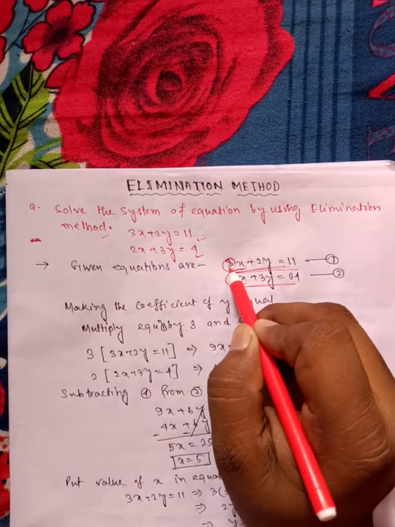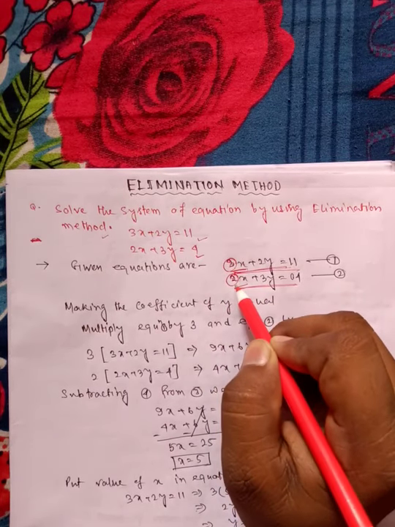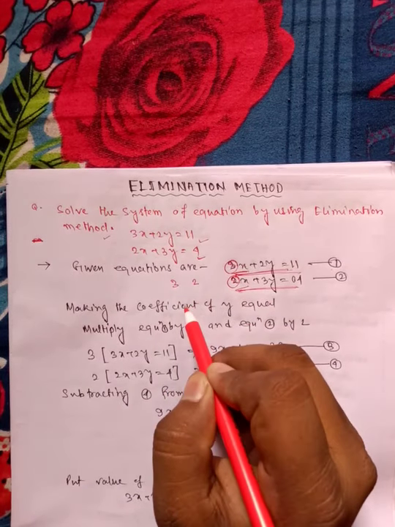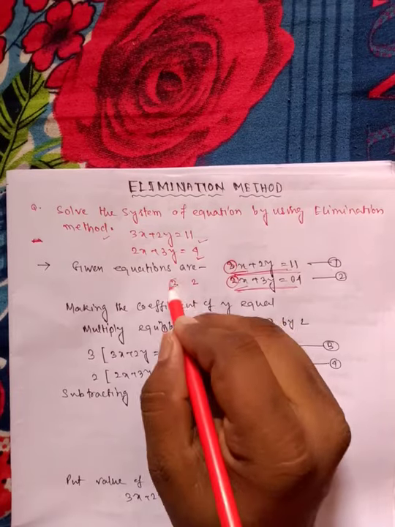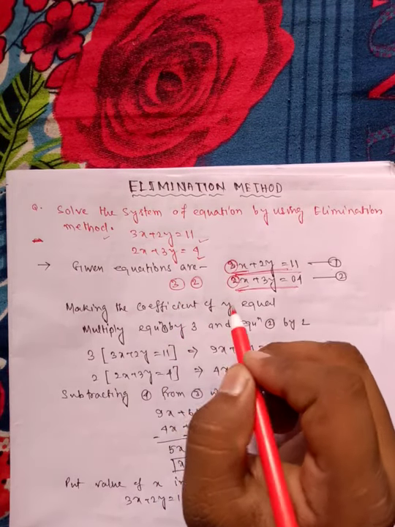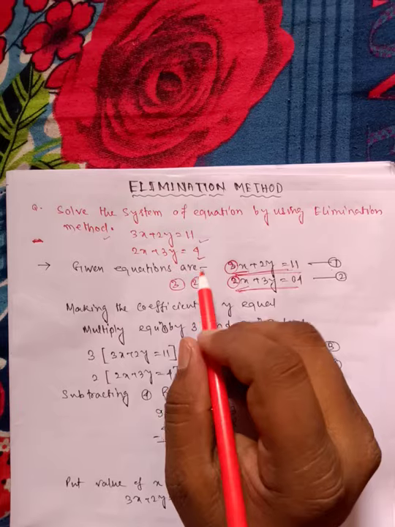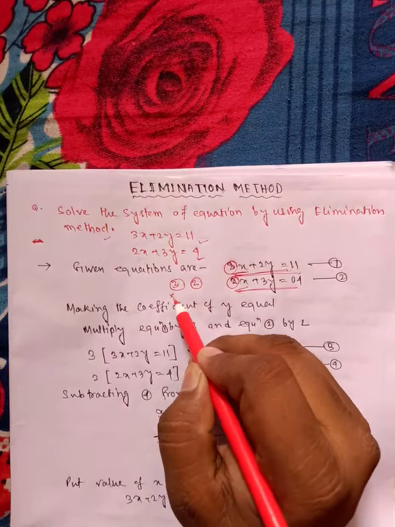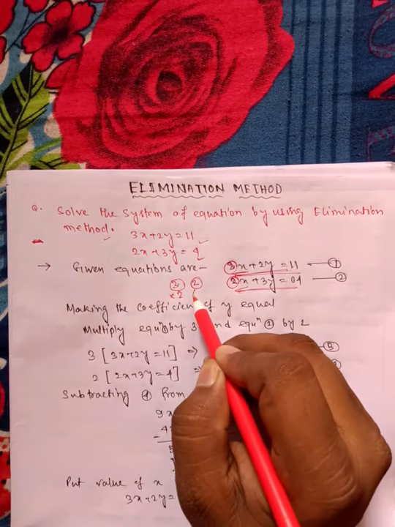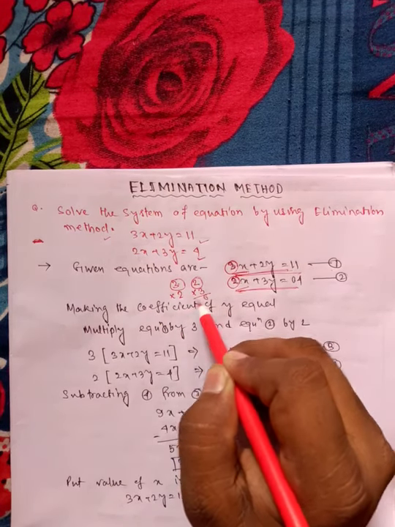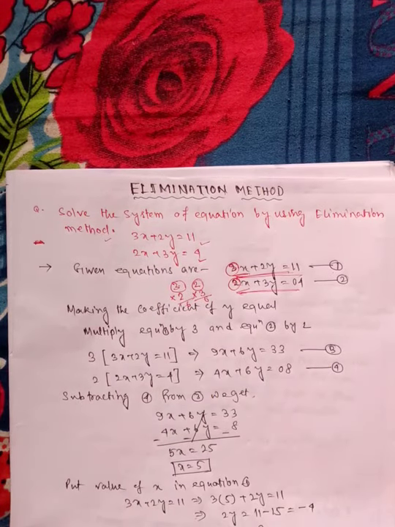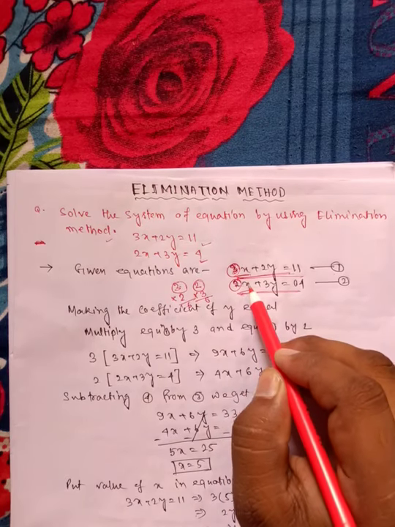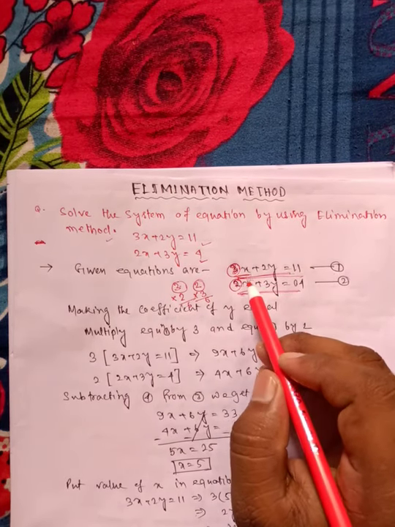Now you can see it is 3 in the above equation and it is 2 in the next equation. So the coefficients of x are 3 and 2. How to equalize these two coefficients? You can multiply the equations. If you multiply this coefficient by 2 and this coefficient by 3, then both will get 6. So first you have to equalize the coefficient of the variable you want to eliminate.